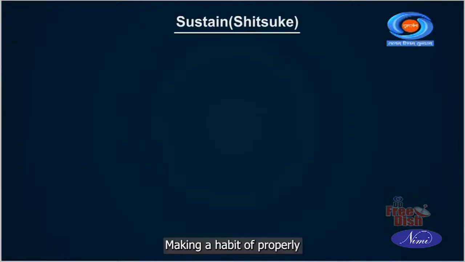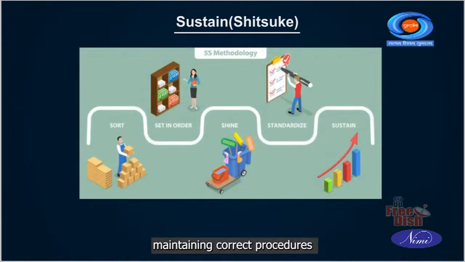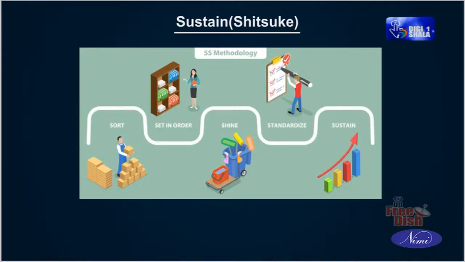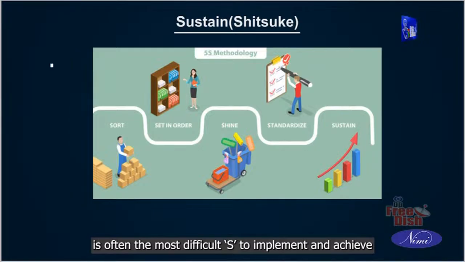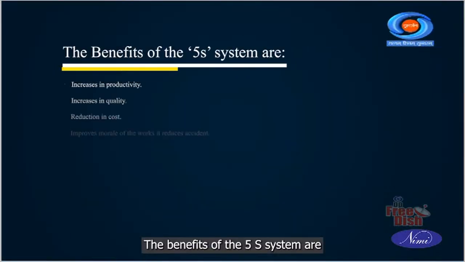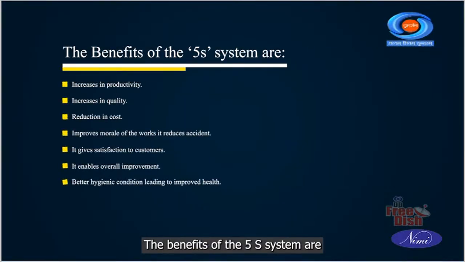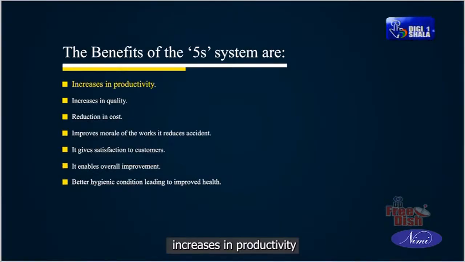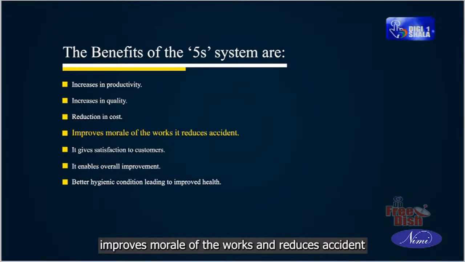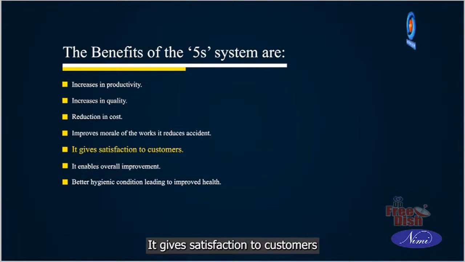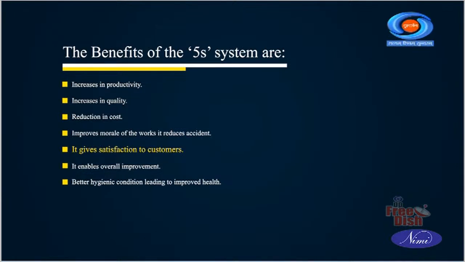Sustain. Making a habit of properly maintaining correct procedures is often the most difficult S to implement and achieve. The benefits of the 5S system are increases in productivity, increases in quality, reduction in cost, improved morale of the workers and reduced accidents. It gives satisfaction to customers.